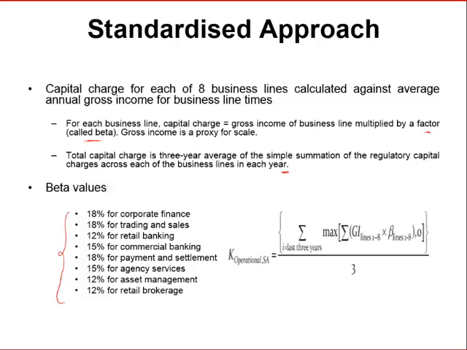So for the last 3 years, every year we would calculate 18% of Corporate Finance's income, then 18% of the Corporate Finance Department's income 2 years back, and then 18% of the income 3 years back, and then take an average of those three values, and that will be the capital charge corresponding to corporate finance. Similarly, for all the other business lines, that will give us our total operational charge for the bank.